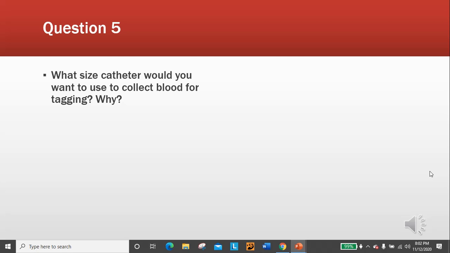So the answer would be anywhere between 18 and 21 gauge needle, so as to avoid hemolysis, which means breaking of blood cells. Because if you use anything smaller than a 21 gauge needle, the red blood cells are going to become damaged. And if they are damaged, once you tag them, they will just pretty much light up the spleen. You're not going to get as much uptake in the heart because the damaged blood cells will go straight to the spleen.